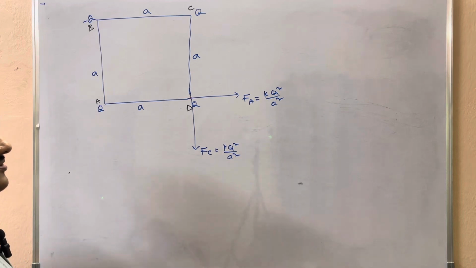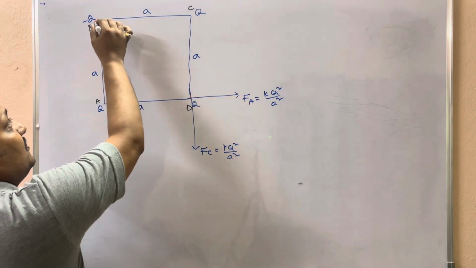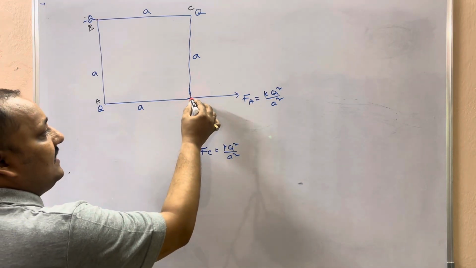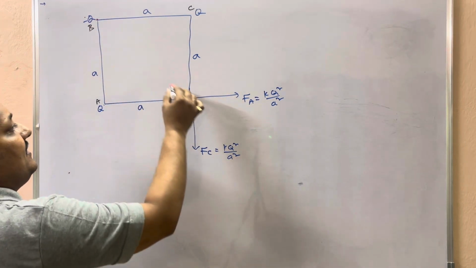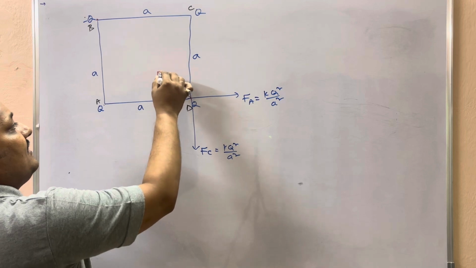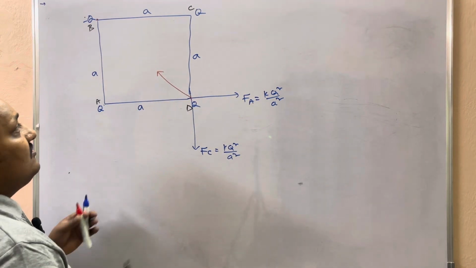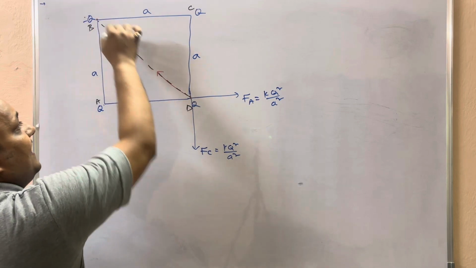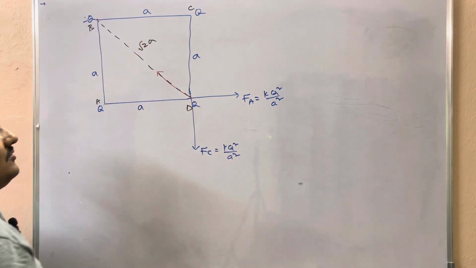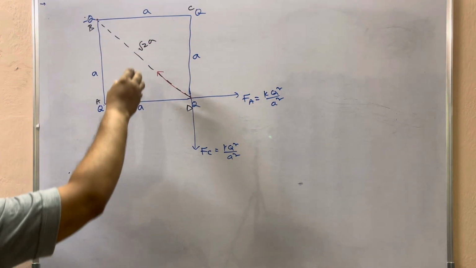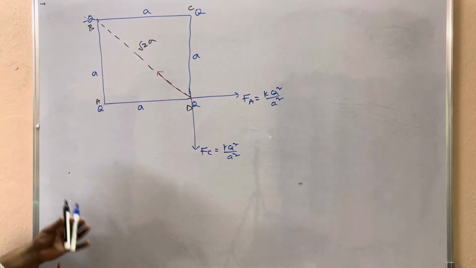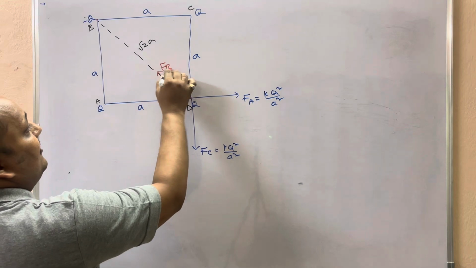Now, what is the force on D due to B? B is which charge? Negative charge. Therefore, D is attracted by B, so the force will be coming in this direction. The diagonal will be this one. What is this diagonal distance? Root 2a. I already showed how this comes. Now in this direction, FB is going to be present.